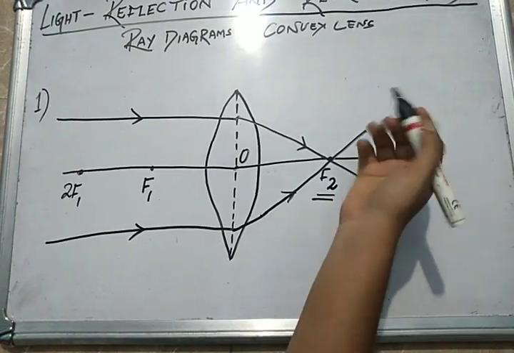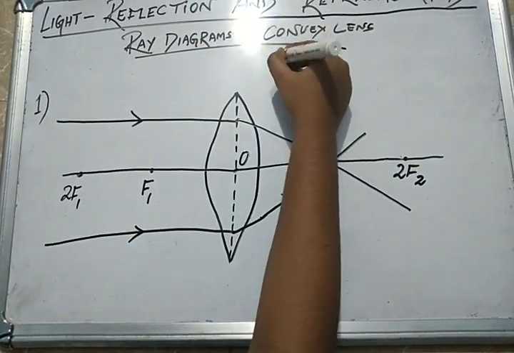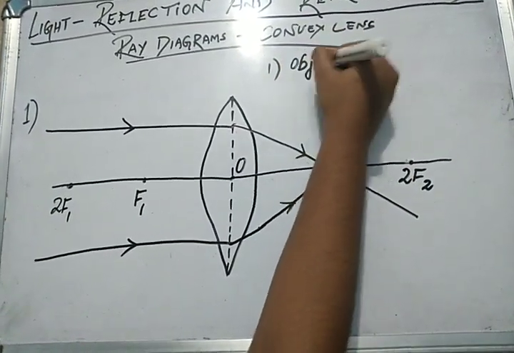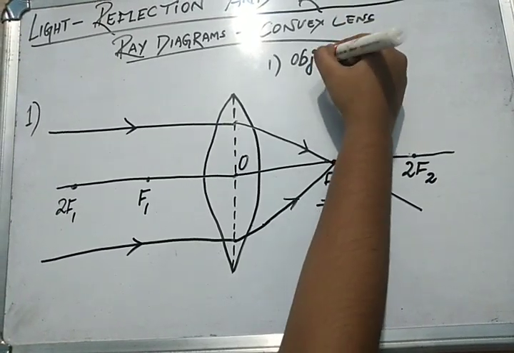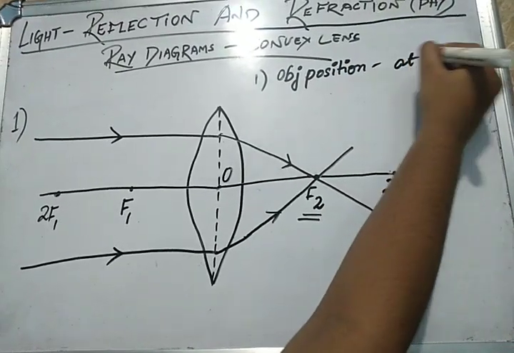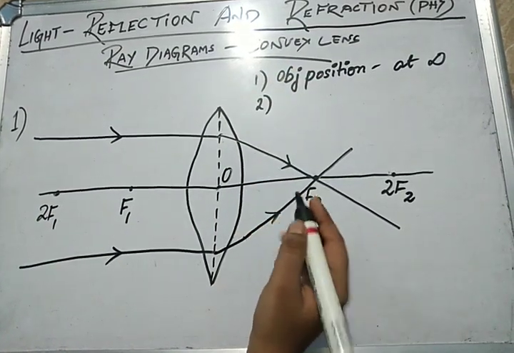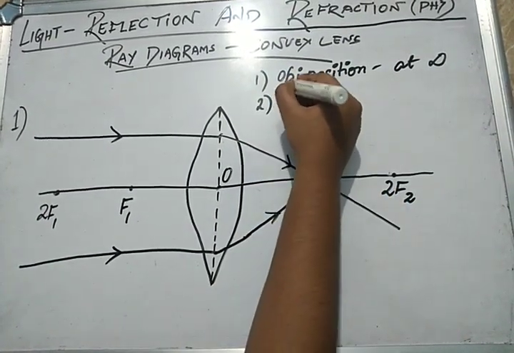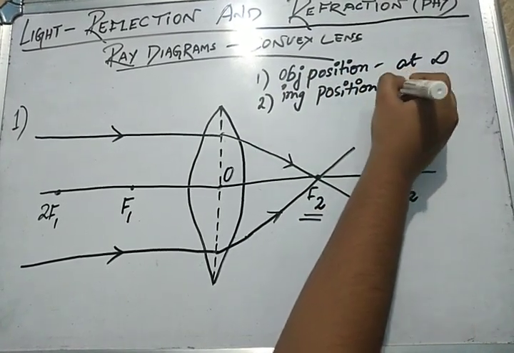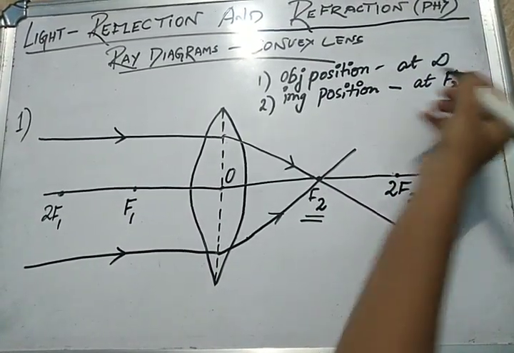So I go on with my 4 points. First, let me write here. Where is the object placed? Object is at infinity. Object position: at infinity. Second point. Where is the image position? Image position. It is at F2.